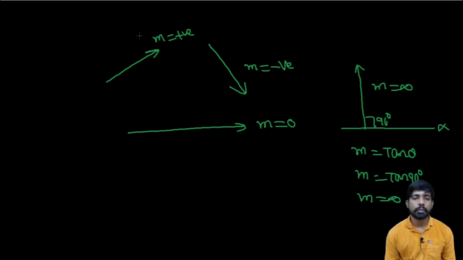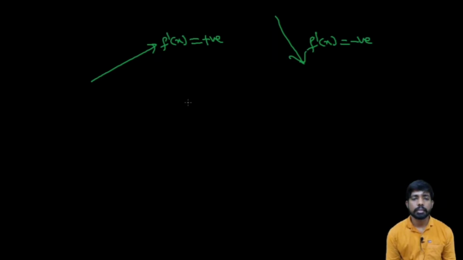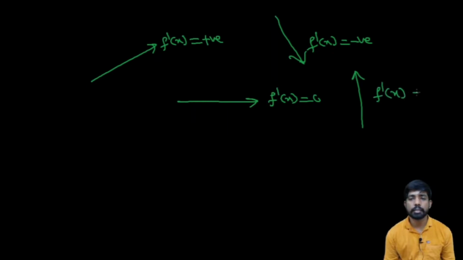So here slope is dy by dx. We can write it as the differentiation of the function, f dash of x, or else tan theta. So the slope of a line, f dash of x, is positive for inclination. For declination of a line, slope is negative. For a line parallel to the x-axis, f dash of x is 0. For a line parallel to the y-axis, f dash of x is infinity.